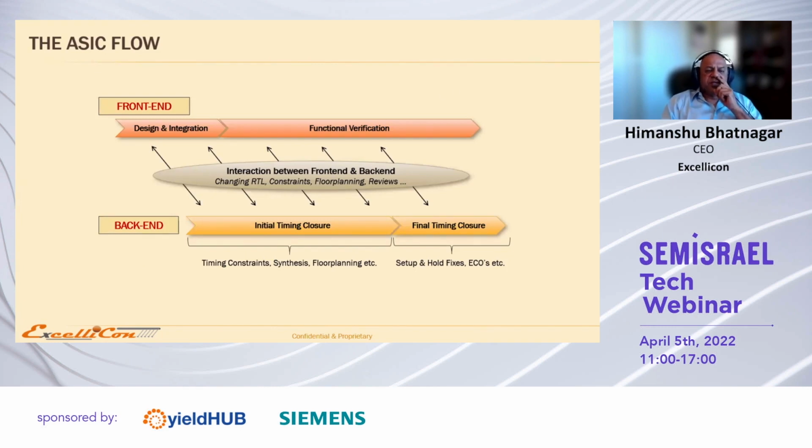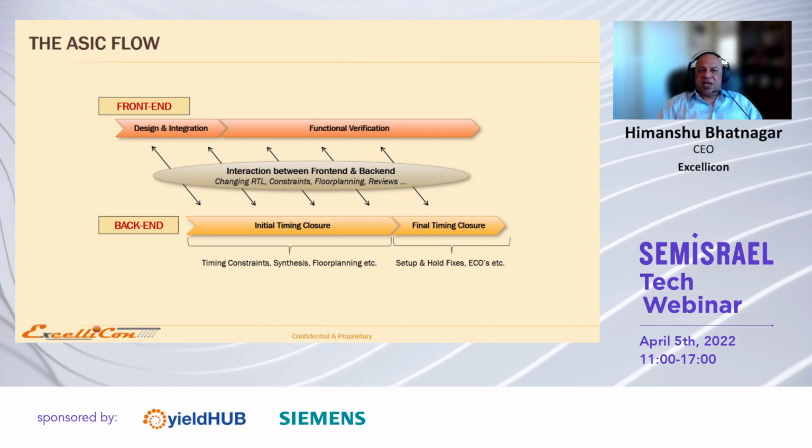So with that, let me first go over the current ASIC flow. The current ASIC flow has two bars, the front end and the back end. The top bar is where you start with design and integration. This is where you're buying IPs or developing IPs, integrating the whole chip, and stitching the whole fabric of an SOC together.